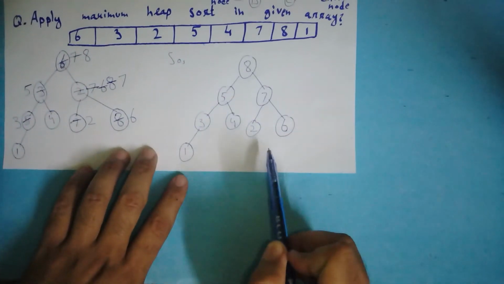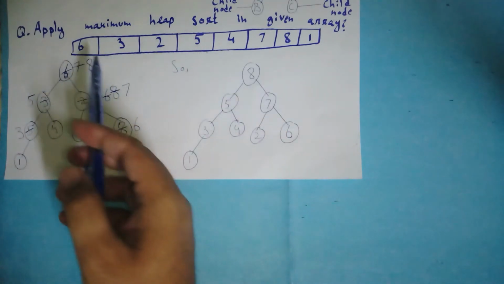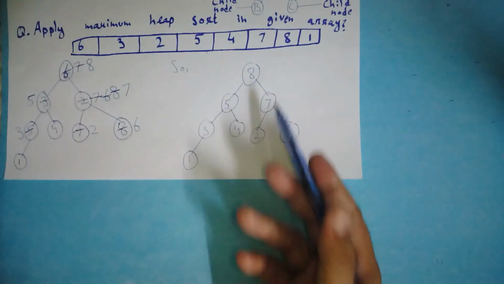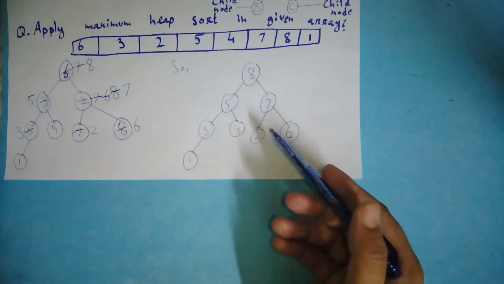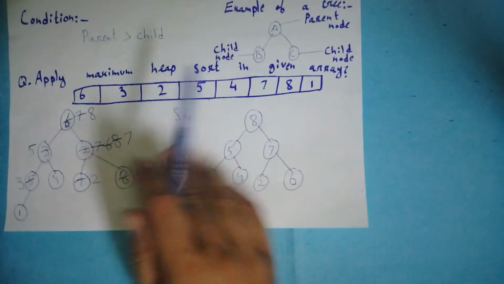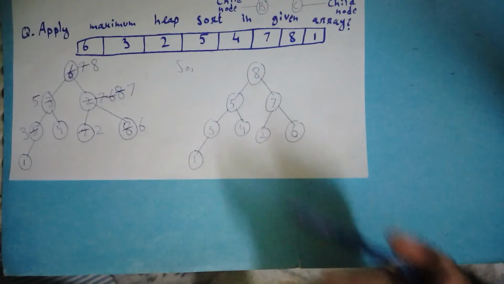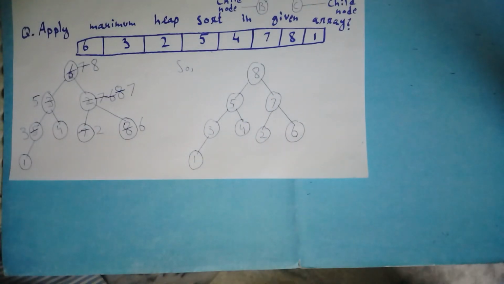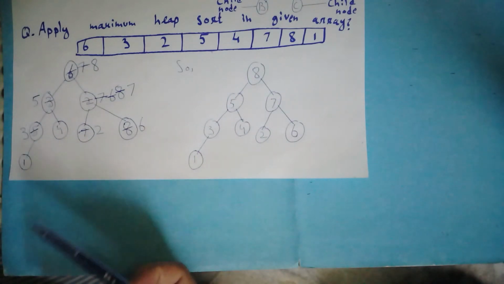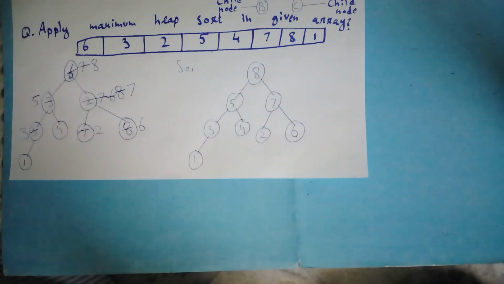So when you apply maximum heap sort on this array, after that you're going to get the tree like this. I hope that if you get any question in your exam to apply maximum heap sort on any given array, you can easily do it. You just have to follow that condition, that the parent node should be greater than the child node, and after that you can make the tree easily. I hope you understood. It's very easy actually. I hope you know how you can apply maximum heap sort on the array.